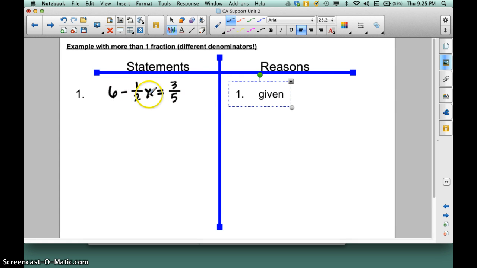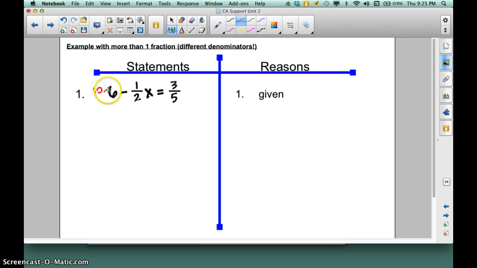So I have two denominators in this problem, a 2 and a 5. And what I'm going to do is multiply those together. It makes 10. And I have to multiply every piece of this problem by 10. So 10 times the 6, 10 times negative 1/2, I'm going to stick it up here, and 10 times the 3/5. Now, you have to multiply it to every term.